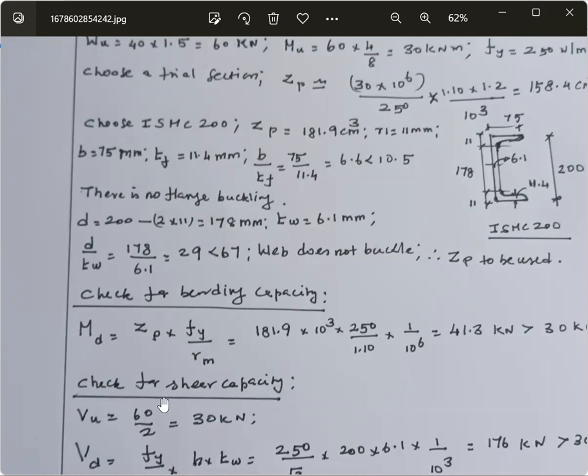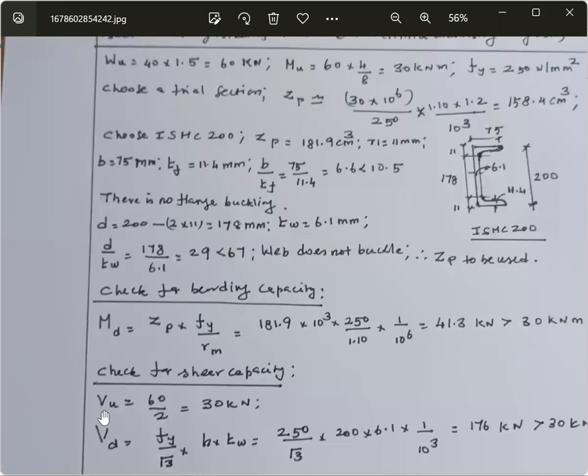Now let us go for shear capacity check. The shear value is total uniformly distributed load by 2, that is equal to 30 kilonewton. Shear capacity is equal to Fy by root 3 into the shear area. Shear area is total depth of the beam into thickness of the web. 250 Newton per millimeter square, Fy, divided by root 3 into total depth of the beam, 200 mm, into TW, thickness of the web, 6.1 mm. The whole thing gives you the shear force in Newton.